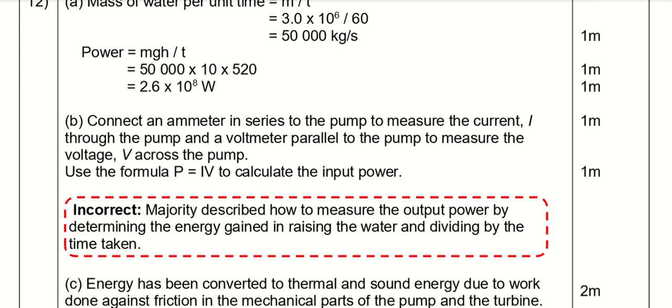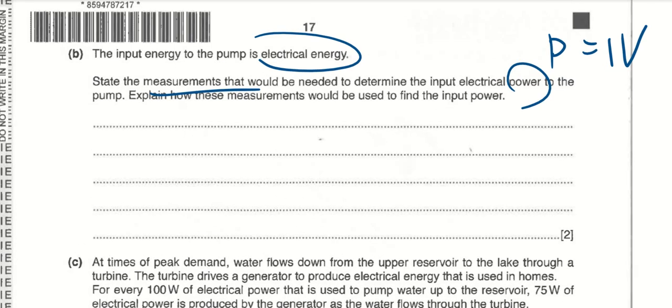Connect an ammeter in series to measure the current. Voltmeter in parallel. So this one is series and parallel for ammeter and voltmeter. Then after that we have our IV. We can use that to calculate our power. Incorrect: the majority is how to measure output power by determining the energy gain in raising the water and dividing by the time. So if you look at the question, they already tell you it must be in terms of electrical energy.